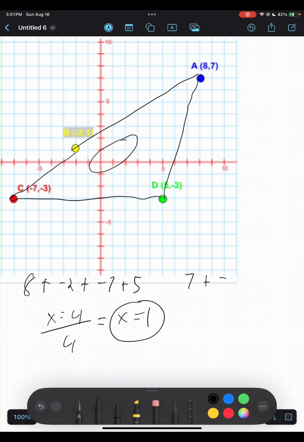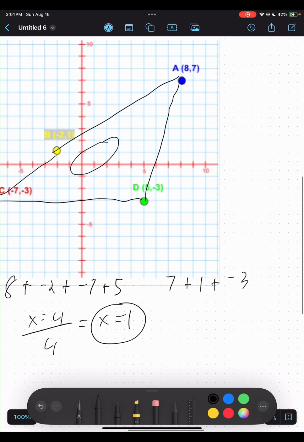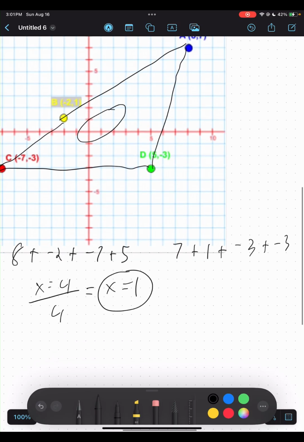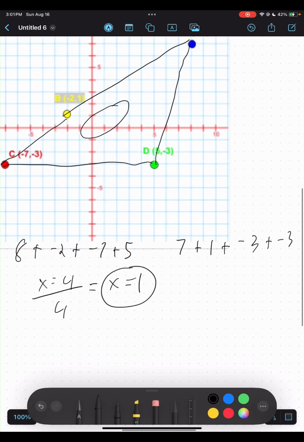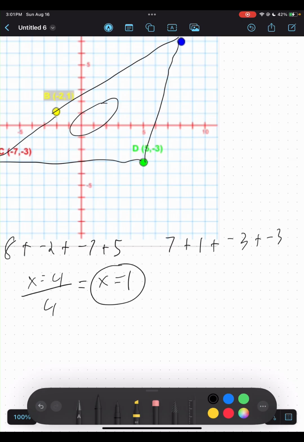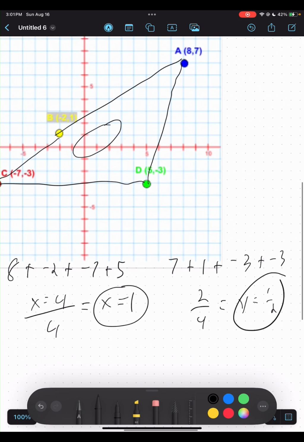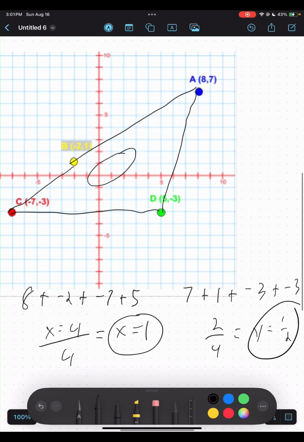7 plus -1. Sorry, that's +1 actually. Plus -3 plus -3. 7 plus 1 is 8 minus 3 minus 3 is 2. Divided by 4 is 1/2. So our midpoint here is 1 comma 1/2. So that's going to be right about there. And notice that falls within our range of eyeballing it. So that sounds good to me.